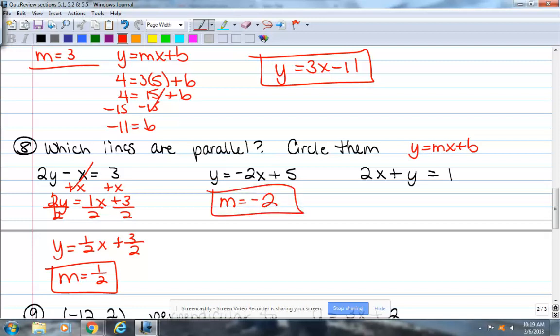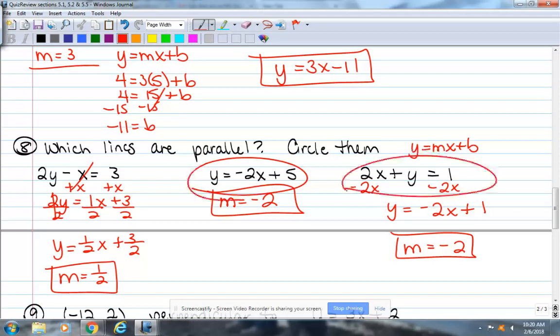So let's see if the third line is parallel to one of the other two. And it should be because it says which lines are parallel. So it assumes that at least two lines are parallel. So how do I get this one in slope-intercept form? So y equals what? And what's the slope of that line then? So which lines are parallel to each other? Right. So it says circle them. So circle the original equations, and we're good.